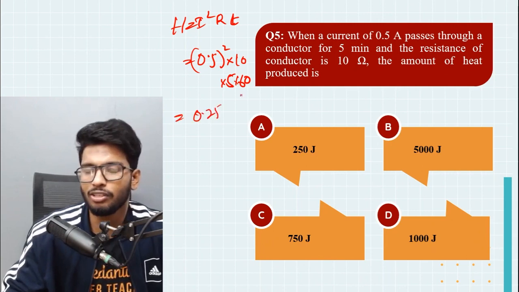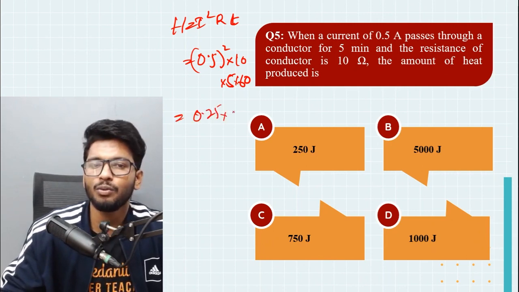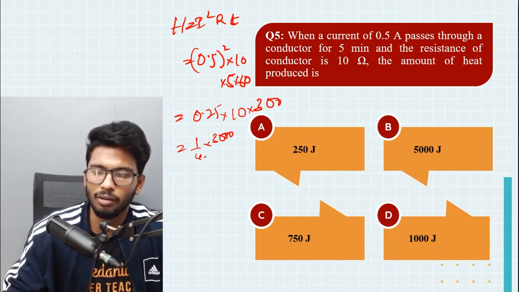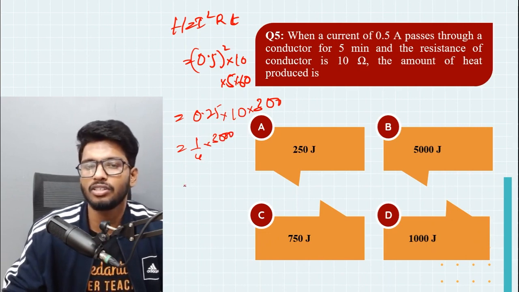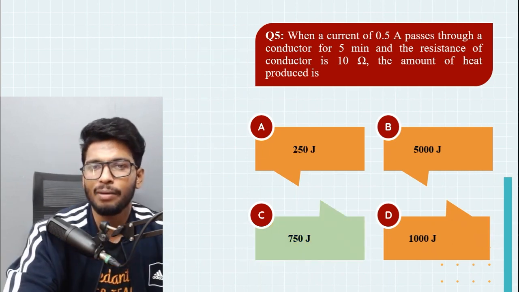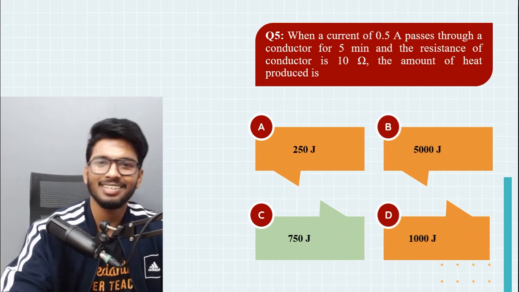0.5 square is 0.25, into 10, into 5 times 60, which is 300, so that's 3000. So this is nothing but 1/4 into 3000, because 0.25 is nothing but 1/4. So 1/4 into 3000 is equal to 750 joules. So the answer would be option number C. That's it. All right, people, that is the final answer for this question.